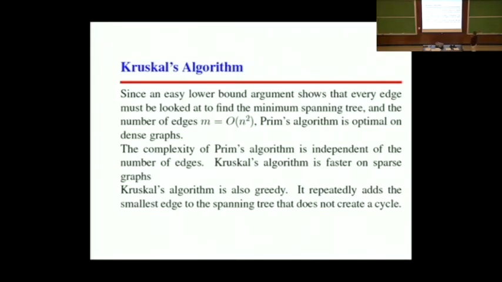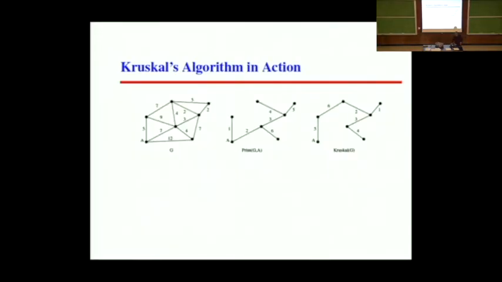Now, Kruskal's algorithm is also going to be a greedy algorithm. The way Prim's algorithm worked, remember, was that it was growing a tree by finding the edge that would enlarge my tree at cheapest cost. Kruskal's algorithm is different. It repeatedly adds edges, but it always seeks the smallest edge that does not create a cycle. There's not going to be a tree notion in that.